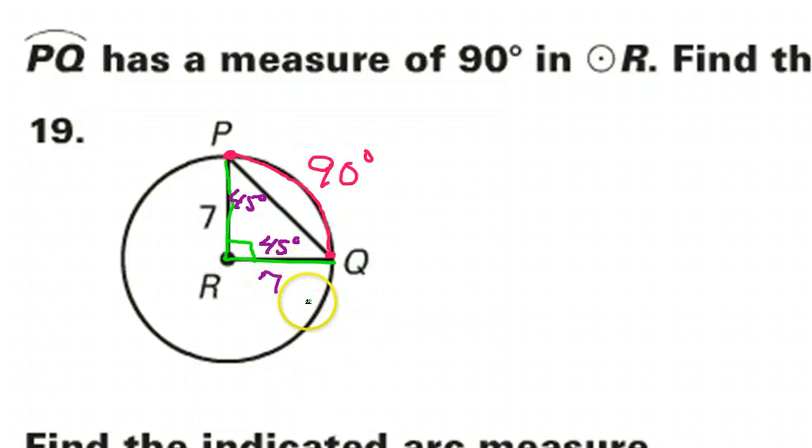Now hopefully you remember the pattern of a 45, 45, 90 triangle. Alright, and if you forgot, here it is. It goes leg, leg, and then the hypotenuse is leg radical 2. So if this is 7, 7, then this will be 7 radical 2. Yeah, so that's the answer, actually, for number 19.